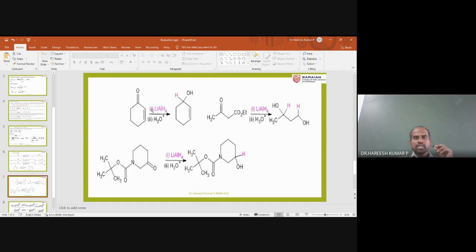Of course, this one I already discussed, but this one is not yet discussed. Here you can observe that one is a ketone and another one is an ester. So the ketone is also converted into alcohol. And the ester is initially converted into aldehyde, and the aldehyde is further reduced with lithium aluminum hydride, giving rise to alcohol.